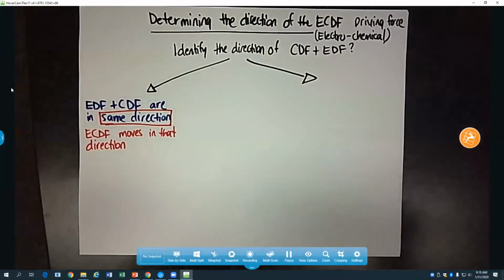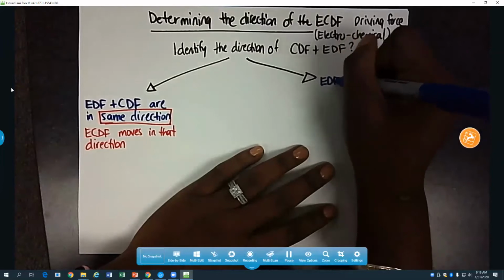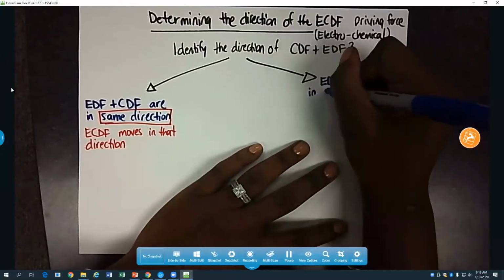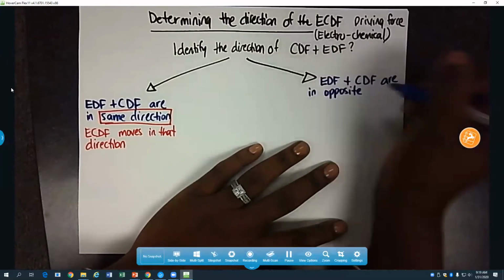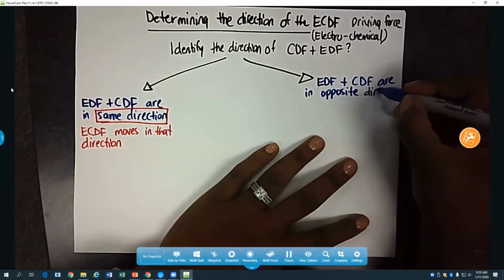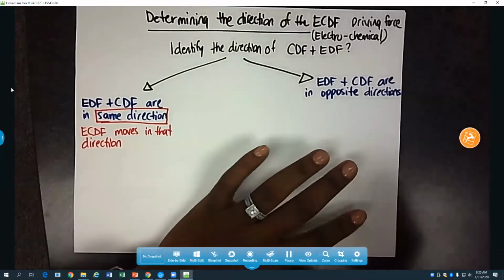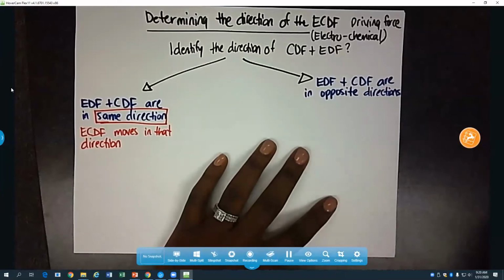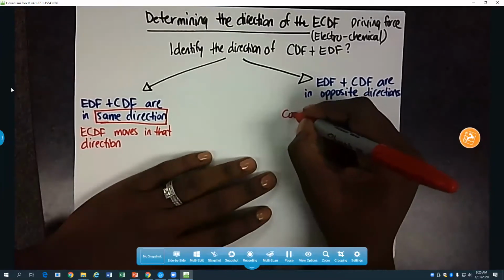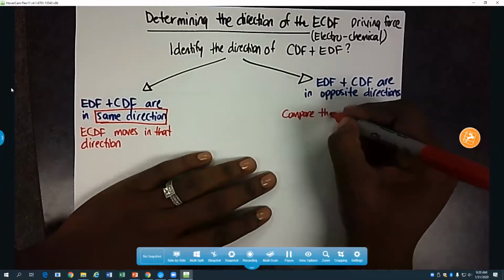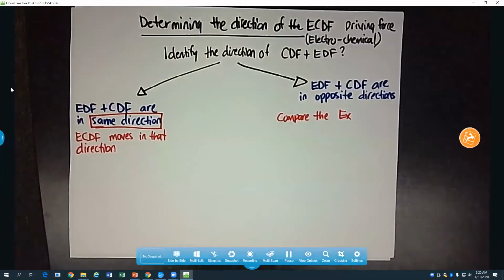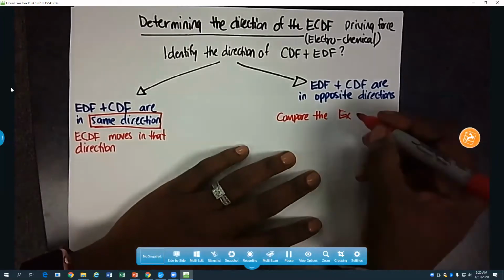Now we can have a scenario where the EDF and the CDF, our two forces, are in opposite directions. And that we'll see is the case for potassium when we look more closely at the cell. Okay? And so what we're going to do here when this happens is we will compare the equilibrium potential for the ion in question. We talked about what the equilibrium potential is, the force that brings the net movement to zero, okay? And we're going to compare that with the membrane potential.